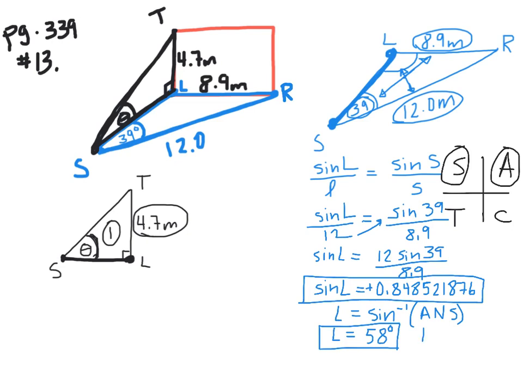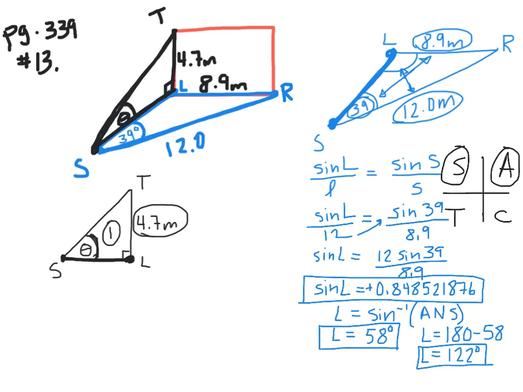The other answer you have to remember is the obtuse side of it, which is 180 minus 58. This is part of your sine law, the ambiguous case lesson, so you can look back at that. And you end up with 122 degrees as your second answer.